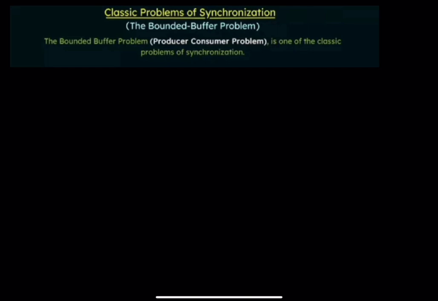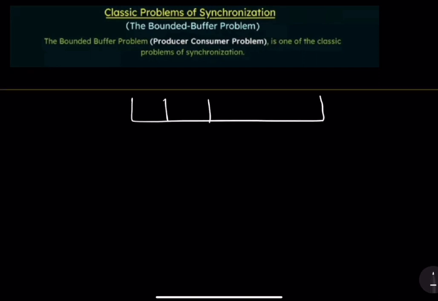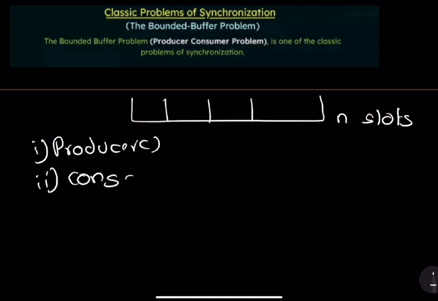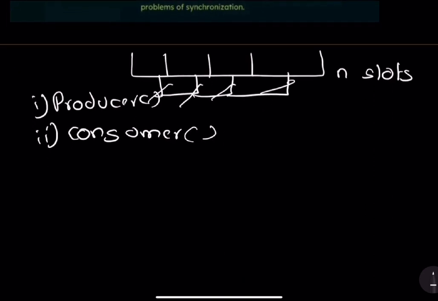So, basically, now we'll see the problem statement. We have a buffer, and the buffer has n slots. There are two processes. The first process is the producer, and the second is the consumer. The producer produces data and inserts it into the buffer slots, whereas the consumer consumes the data given by the producer in the buffer slot. Basically, it removes the data. These are the two processes in this problem statement.